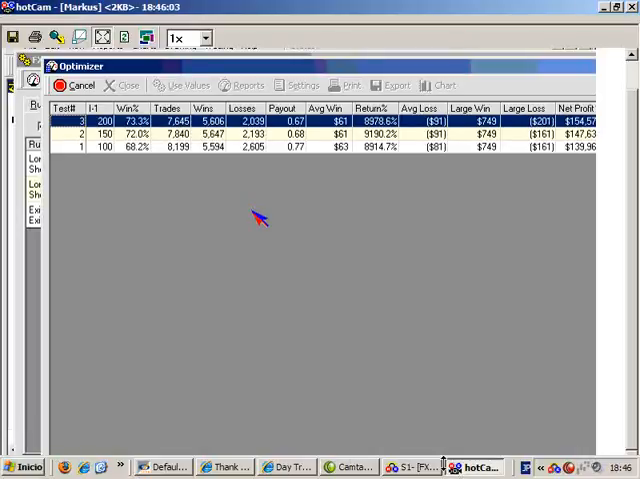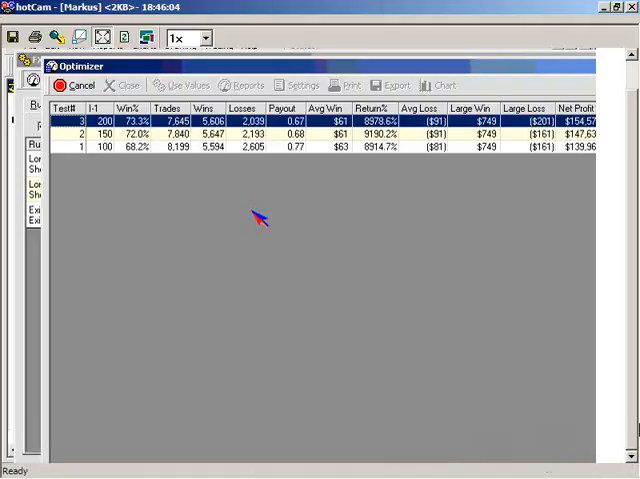See, the higher the stop loss here, the better the results are. So we're going up in our net profit. We're going up in our winning percentage. We're going up in our average profit per trade.